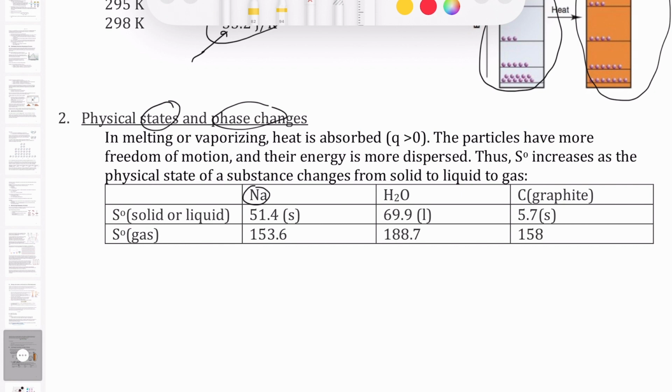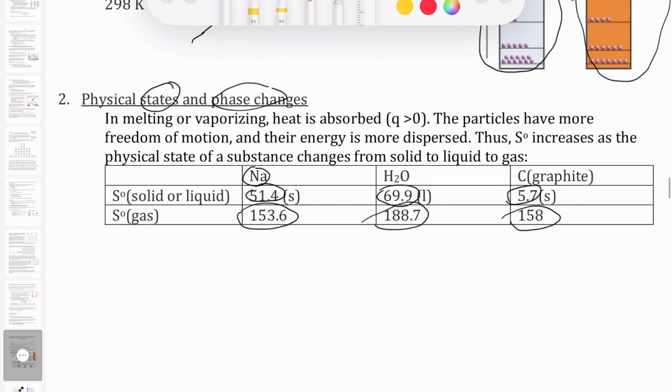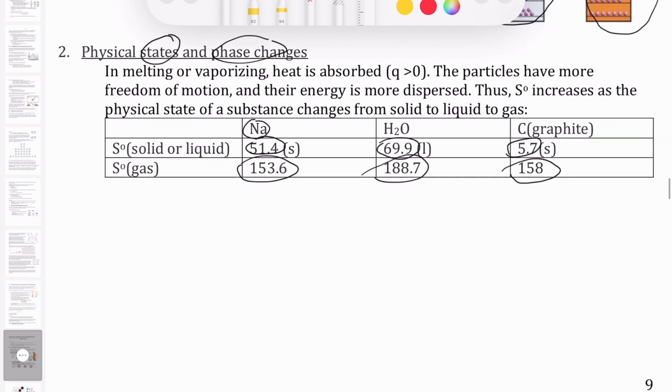Here's sodium. In the solid state, the entropy value is 51.4 joules per Kelvin, whereas in the gas state, the absolute entropy value is 153.6. And again, I haven't told you how we get these numbers yet. We'll talk about it later, but that's just a comparison of solid and gas. Water in the liquid state has a 69.9 joules per Kelvin entropy value, whereas in the gas state, it's almost triple that number, okay? Whereas the graphite, which is carbon, is 5.7 in the solid state, and in the gas state, look at this, 30 times larger than that solid state entropy.